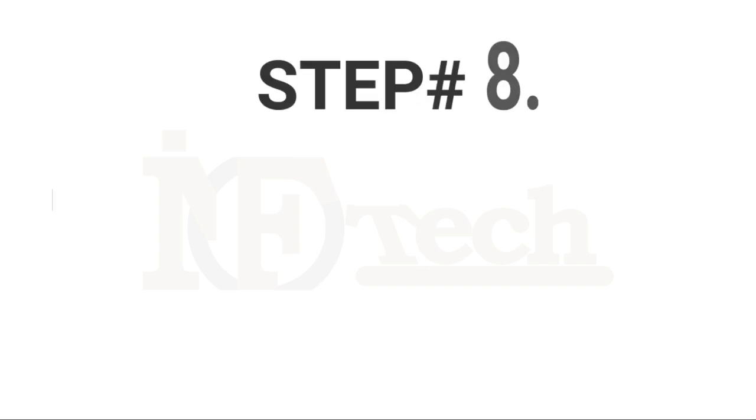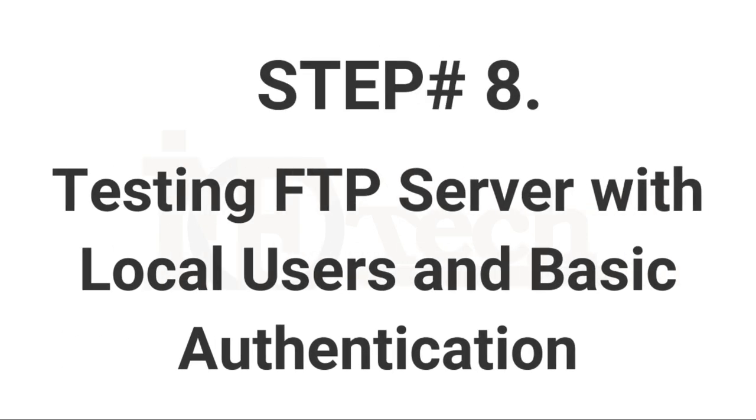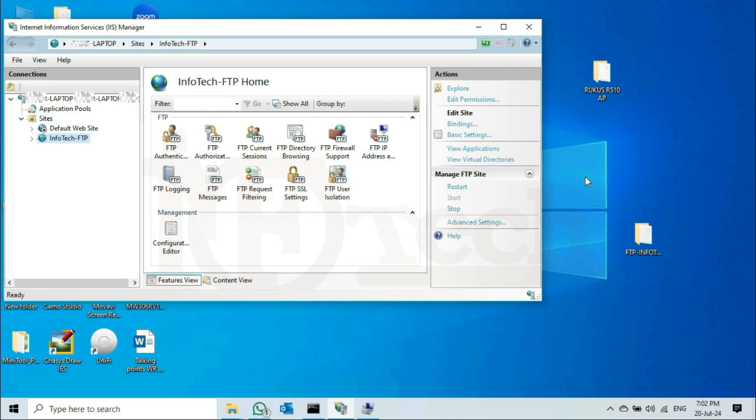Step number 8. Testing FTP server with local users and basic authentication. In this step, we will learn how to enable basic authentication and how to configure a local user to access this FTP server. So, I will go to the IIS Manager and click on my FTP site.